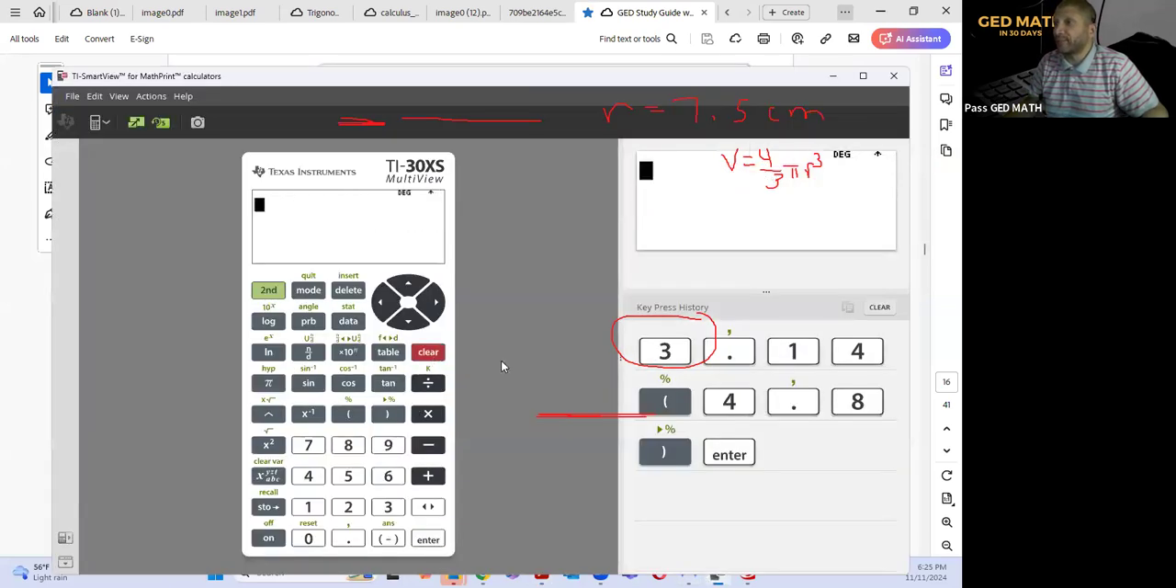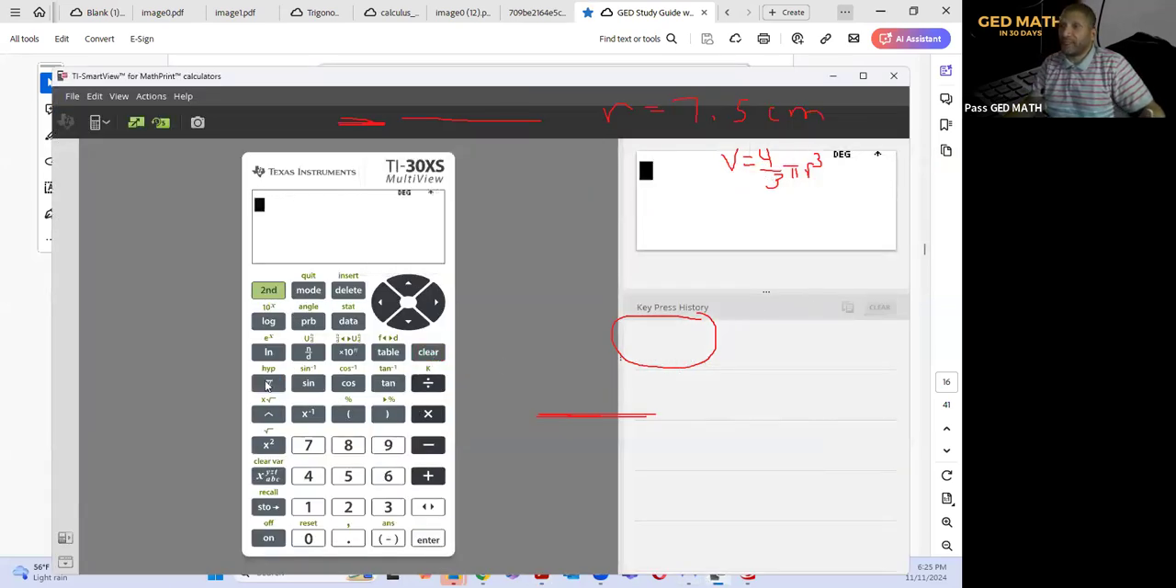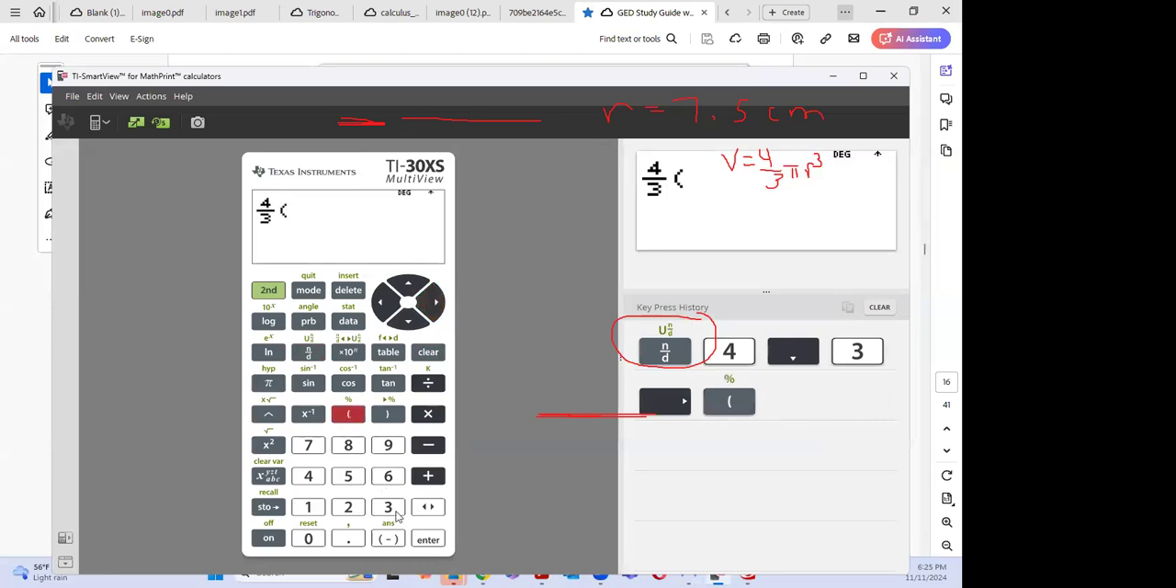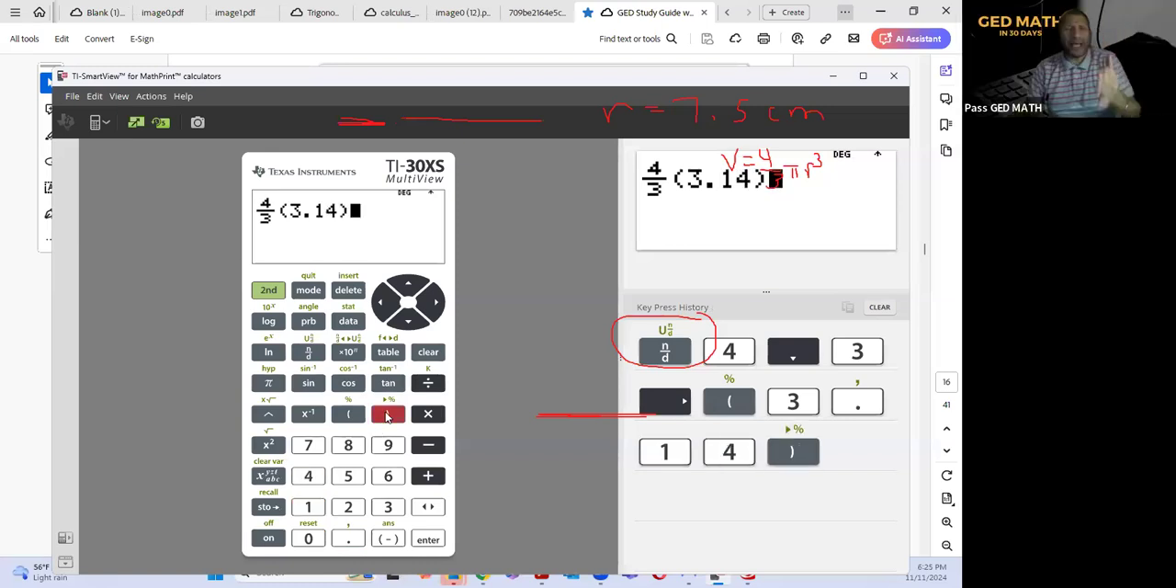So I'm going to grab my calculator. I know what my formula is. I'm going to hit second. 4 is my numerator. Hit my down arrow. 3 is my denominator. I'm going to hit my right arrow to move out of the fraction, 4/3. Can anybody tell me what pi is? What value is pi? 3.14. Why did I include 3.14 in parentheses? Because I'm going to multiply.